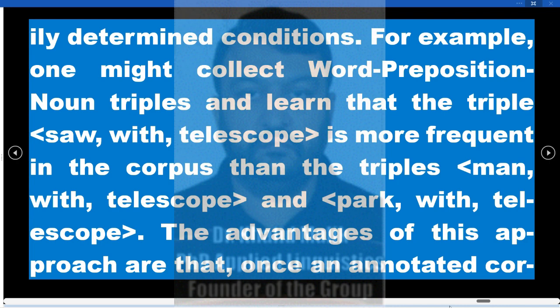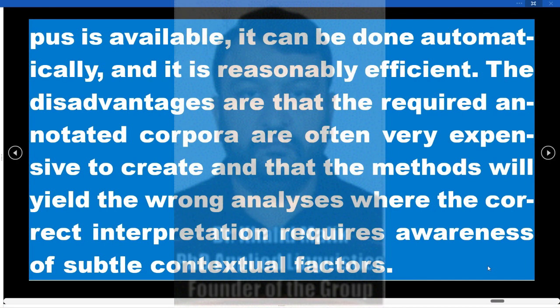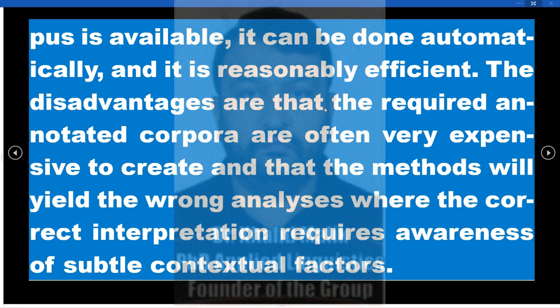The advantages of this approach are that, once an annotated corpus is available, it can be done automatically, and it is reasonably efficient. The disadvantages are that the required annotated corpora are often very expensive to create, and that the methods will yield the wrong analyses where the correct interpretation requires awareness of subtle contextual factors.